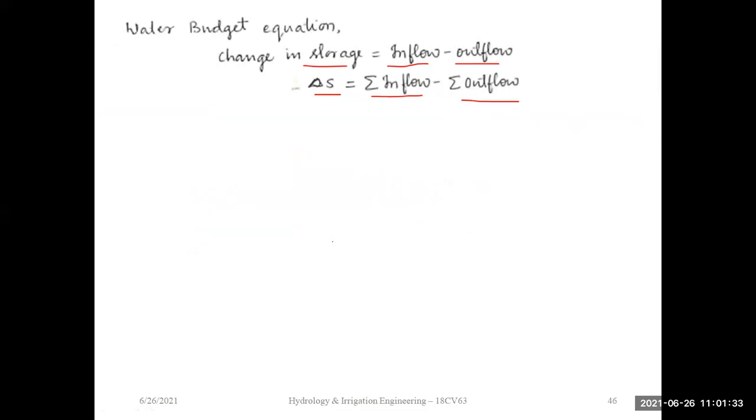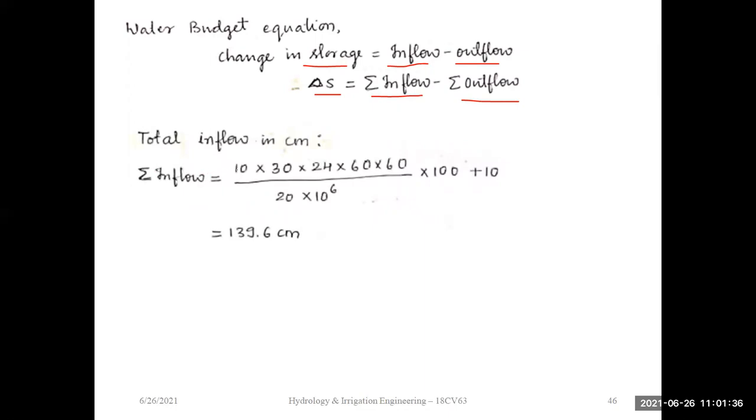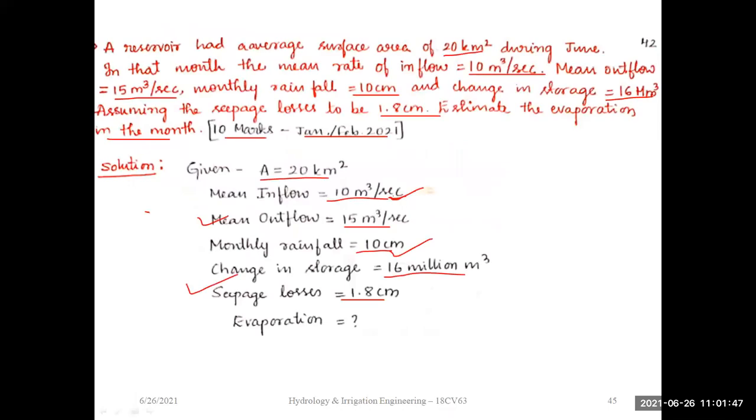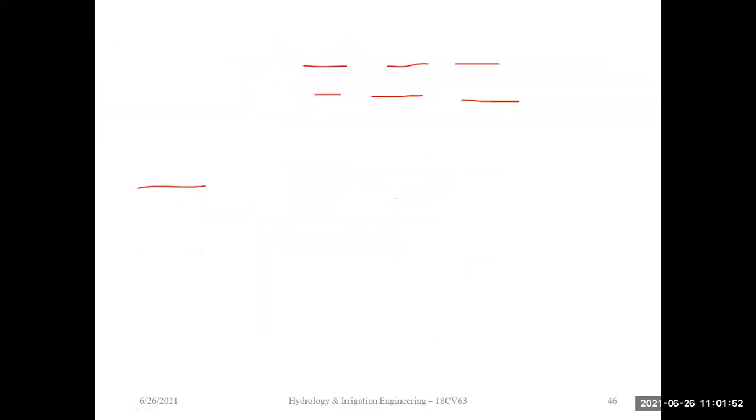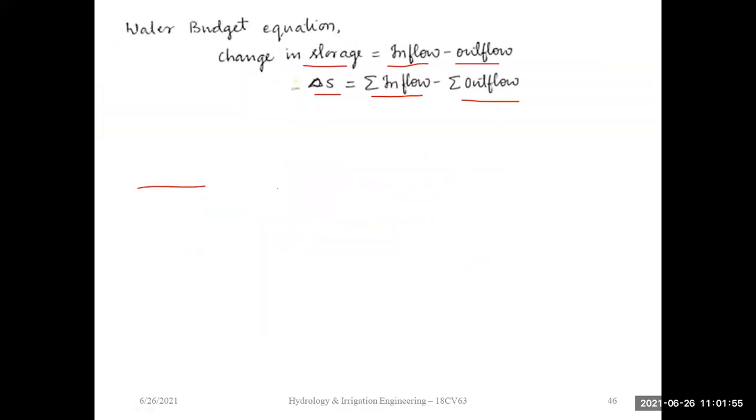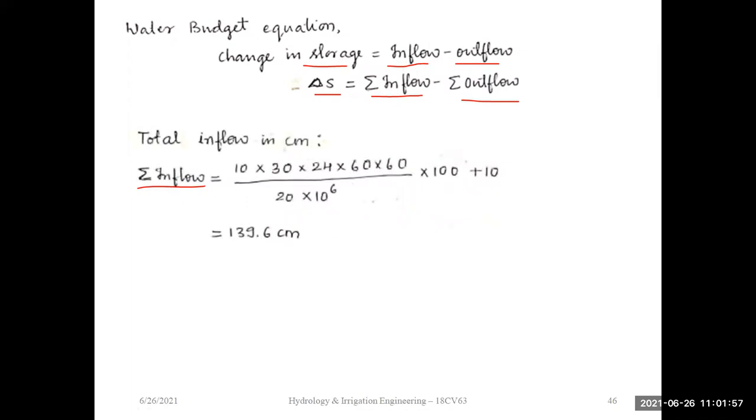So total inflow, in centimeters, is the summation of inflow, which is equal to 10 into 30 into 24 into 60 into 60. See here, this mean inflow is 10 meter cube per second, so we are converting that into terms of depth. That's why we have multiplied by 30 into 24 into 60 into 60. And why this 30? Because it is the month of June, for 1 month. So 1 month is 30 days, and that's why we have multiplied it by 30.